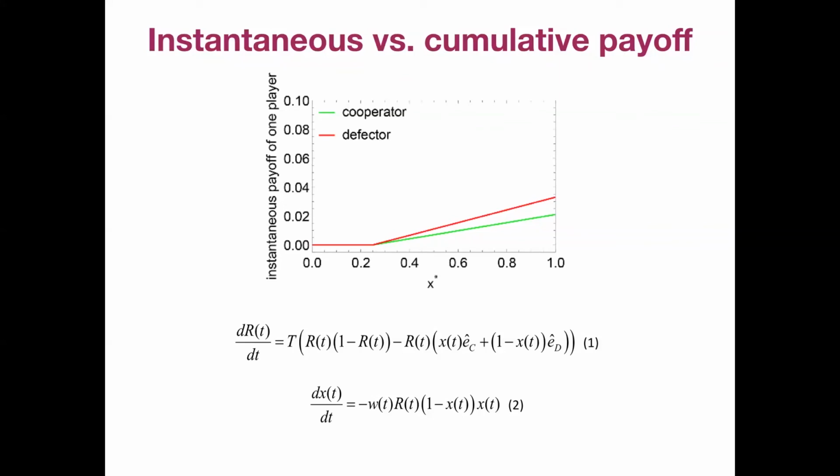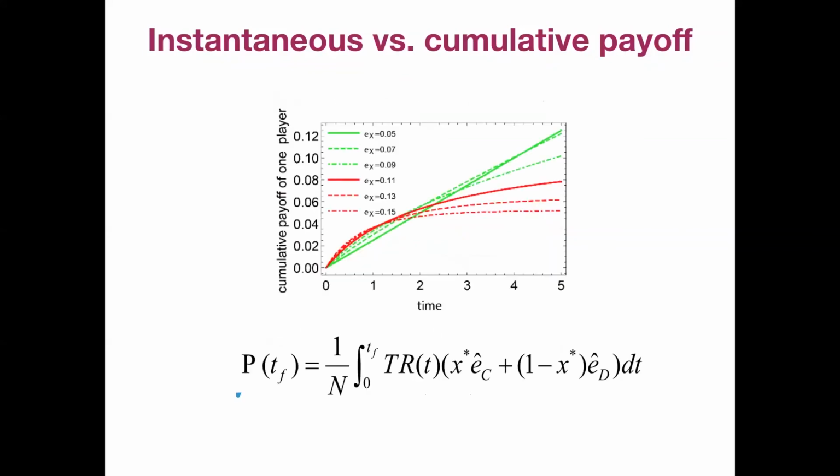And then this part is the cooperators, this is the part of the defectors, but X will go to 0. So this part simply becomes the defector term, and this goes to 0. So we can solve this problem analytically, and there is no way to have sustainability. But if you now think about the cumulative payoff, that is the integral over time, then the situation becomes much more complex.